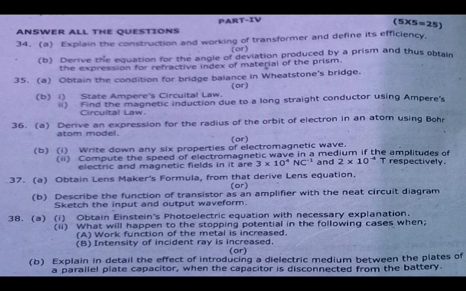Question number 36A. Derive an expression for the radius of orbit of electron in an atom using Bohr atom model. Or 36B, the first one, write down any 6 properties of electromagnetic wave. And the second one, compute the speed of electromagnetic wave in a medium if the amplitudes of the electric and magnetic fields in it are 3 into 10 power 4 Newton per Coulomb and 2 into 10 power minus 4 Tesla respectively.